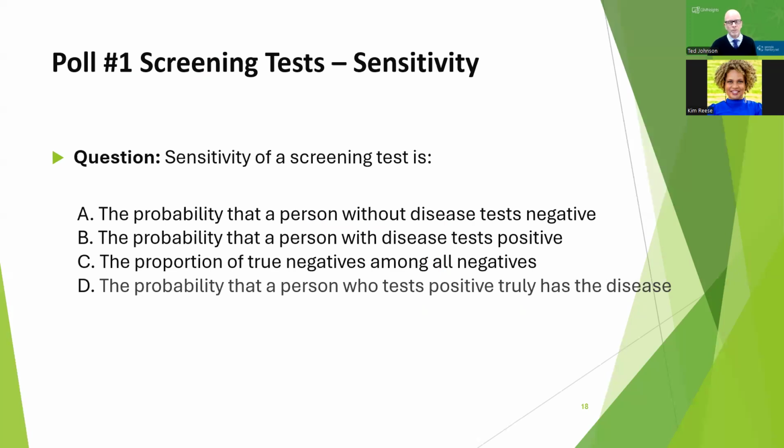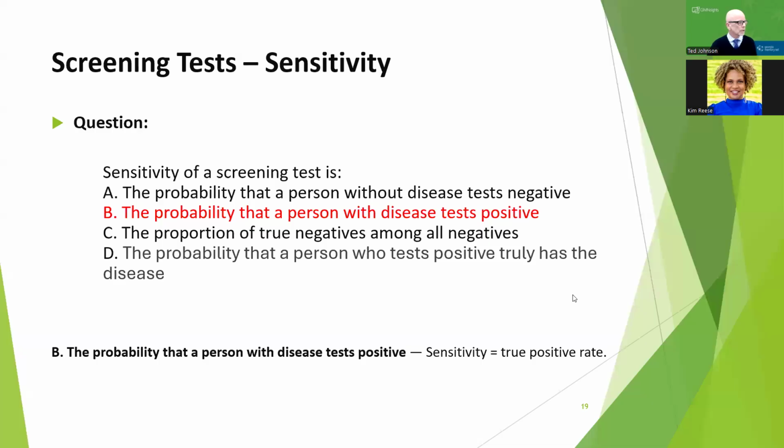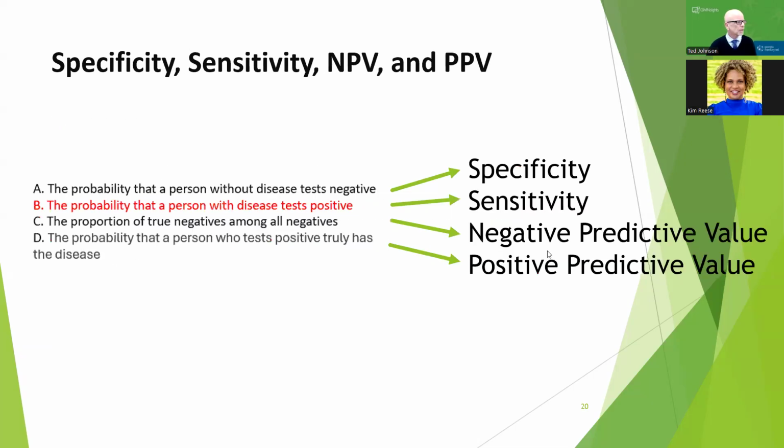And we'll go ahead and end the poll. Sensitivity is positivity in disease. So let's go ahead and review this. The probability that a person with the disease tests positive is sensitivity, or a true positive rate. Go ahead and close that poll. Let's look at the A, B, C, and D questions here and look at the answers.